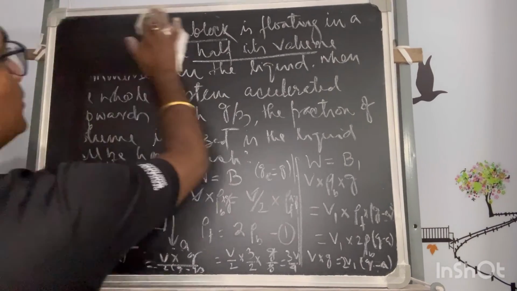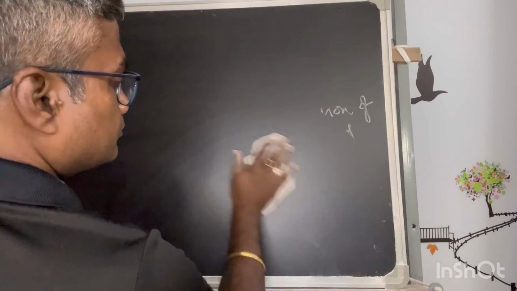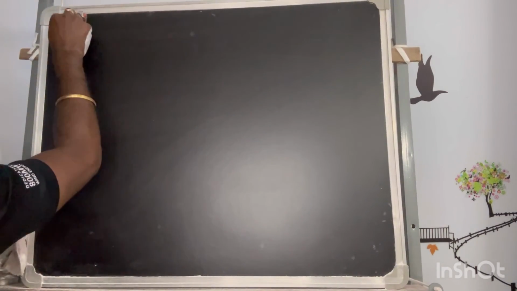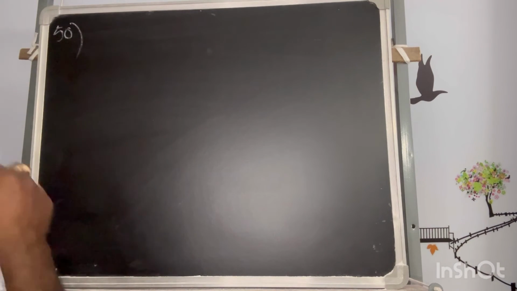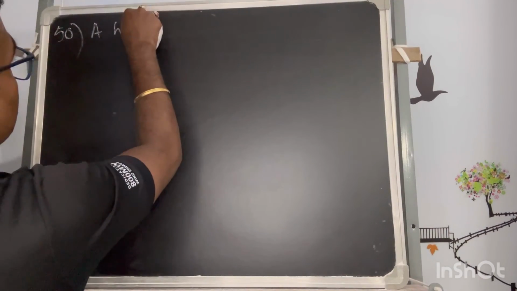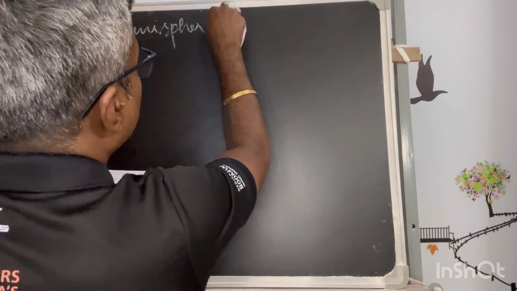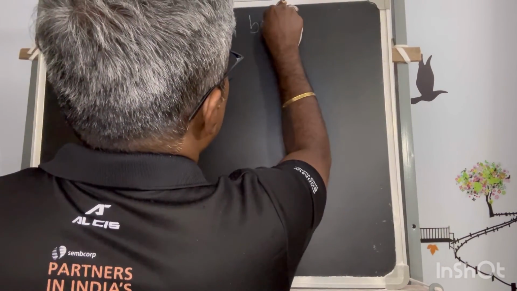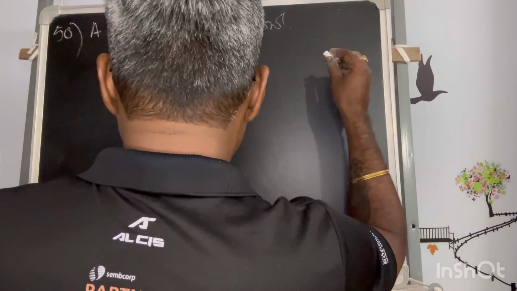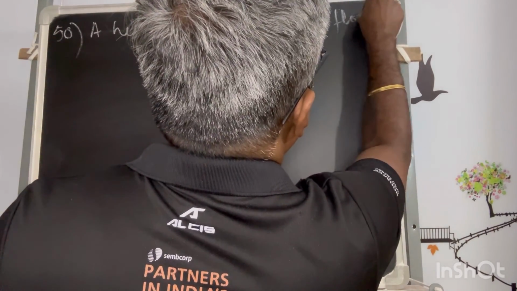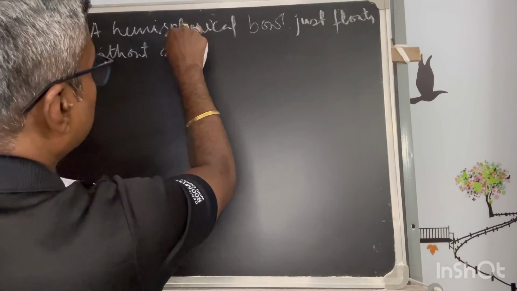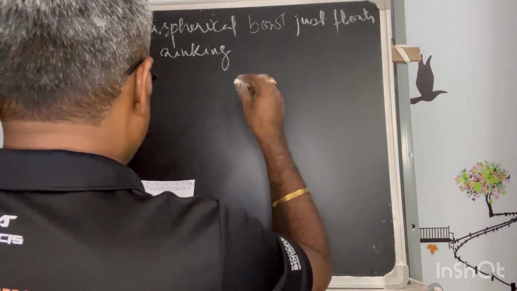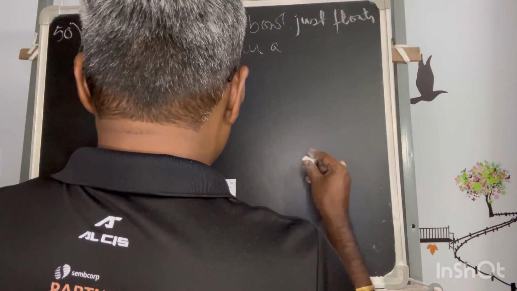The next is number 50. A hemispherical ball just floats without sinking in a liquid.